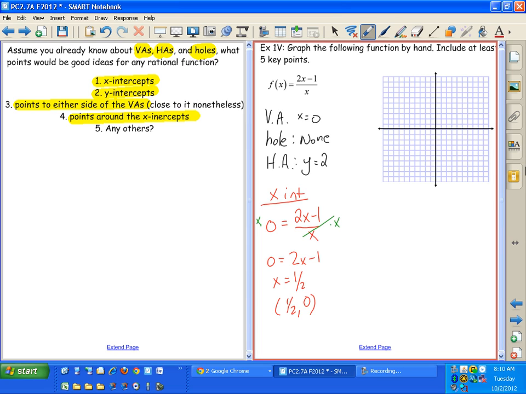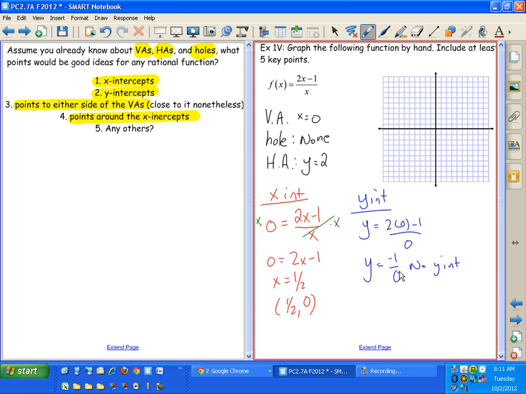Y-intercepts are basically when we make x equal to 0. So we would say y equals 2 times 0 minus 1, over 0. Well, right now you can see that we're going to end up with y equals negative 1 over 0, which basically means no y-intercepts. And it's just because we're dealing with an undefined term, so we can't take negative 1 and divide it into nothing, so we're basically looking at no y-intercepts.